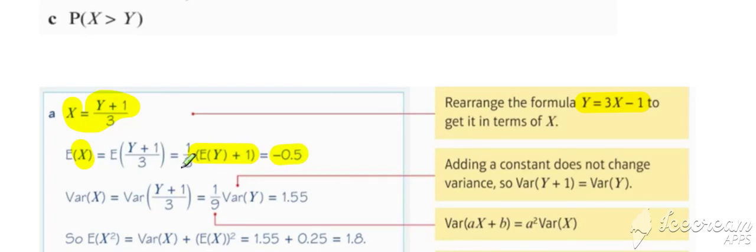For the expected value of x squared, the trick here is to acknowledge the fact that the variance formula links the expected value of x squared and the expected value of x. Remember, the variance of x is the expected value of x squared, take away the expected value of x all squared. So if we work out the variance of x by using our a squared times the variance of y formula, we get 1.55. And then using our rearranged version of the variance formula, we can use our variance of x and our expected value of x to get our expected value of x squared.